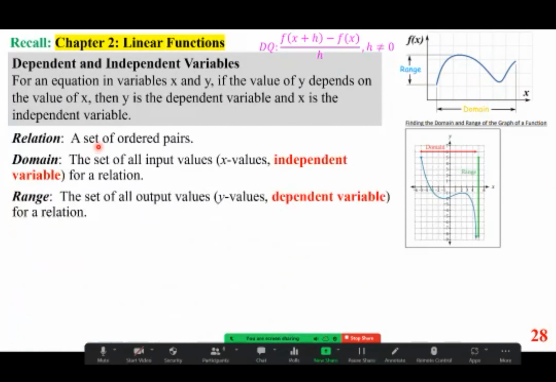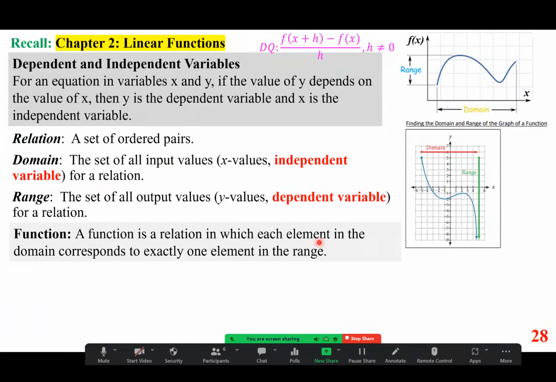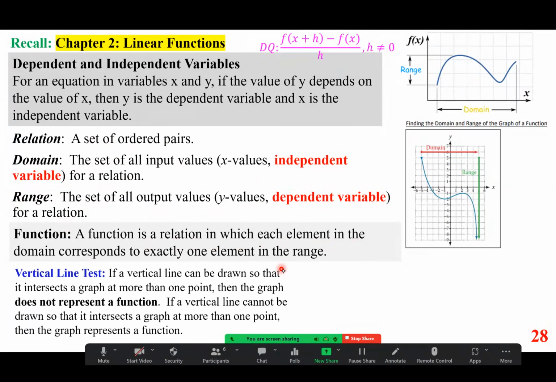So a relation is defined as a set of ordered pairs. Domain is the set of all inputs, or x values, or independent variables for a relation. And the set of all output values, or the y variables, dependent, would be the range. A function is a relation in which each element in the domain corresponds to exactly one element in the range. And we use a vertical line test to test it.